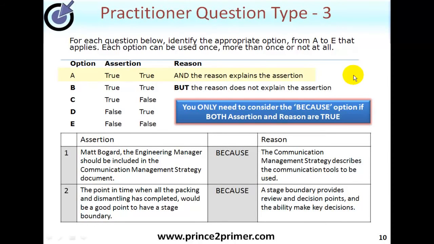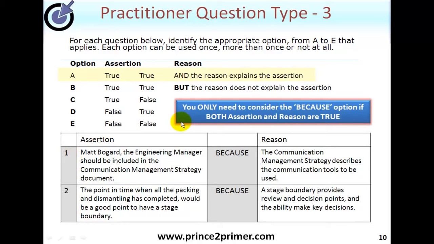Here's another type of question which normally takes quite a bit of thought to get correct. It'll say something like this: for each question below, identify the appropriate option from A to E, A, B, C, D, E, that applies. Each option can be used once, more than once, or not at all. What that means is, for question number 1 here, it's only one of these answers.